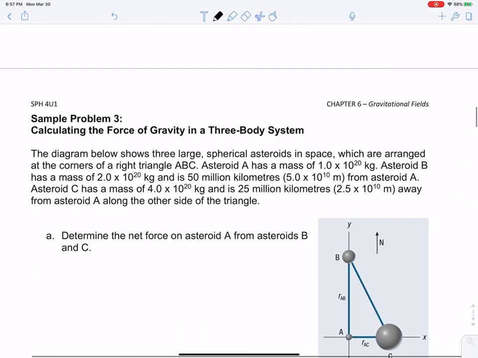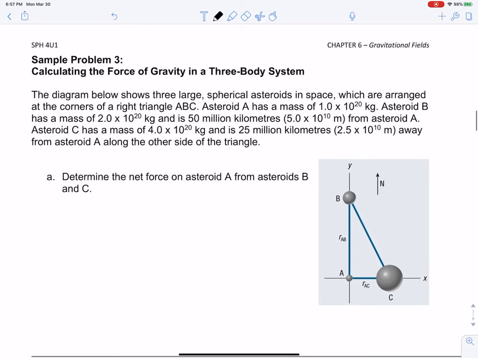Sample problem number 3 is going to look at the force of gravity on a 3-body system. So we have object A, object B, and object C. The diagram below shows 3 large spherical asteroids in space, which are arranged at the corners of a right-angled triangle ABC. Asteroid A has a mass of 1 times 10 to the power of 20 kilograms. Asteroid B has a mass of 2 times 10 to the power of 20 kilograms and is 50 million kilometers, 5 times 10 to the power of 10 meters from asteroid A.